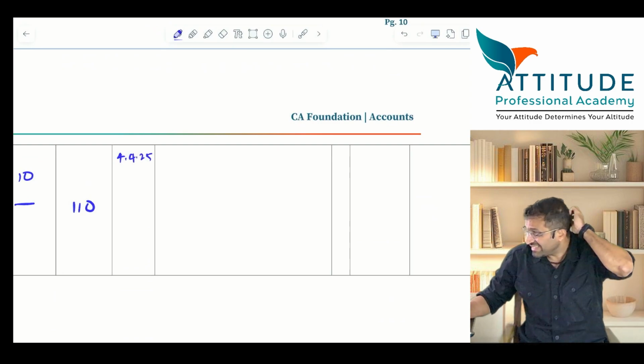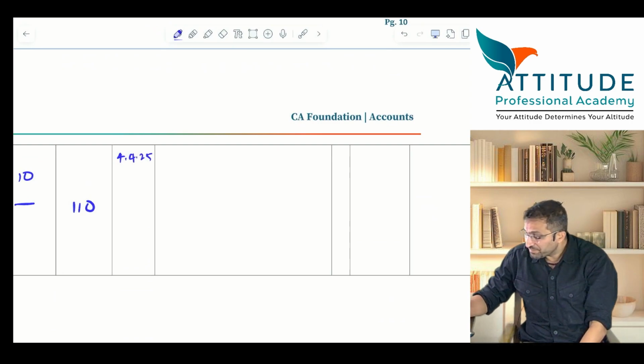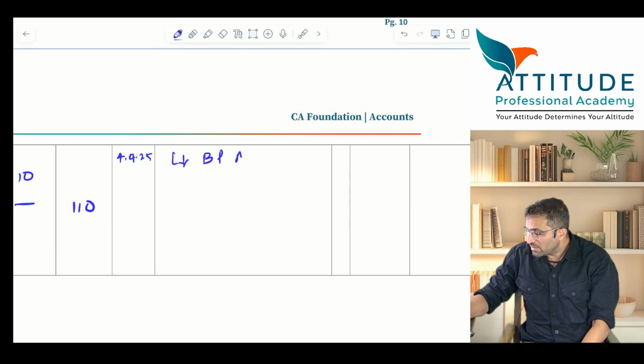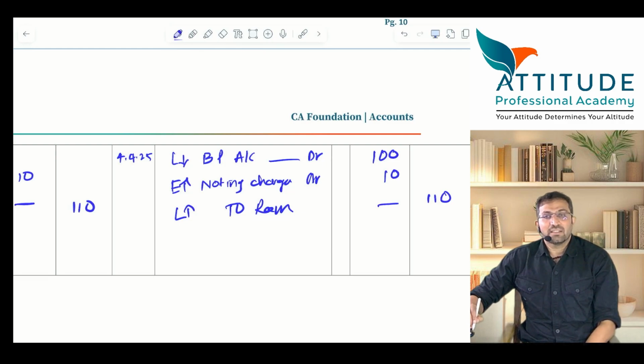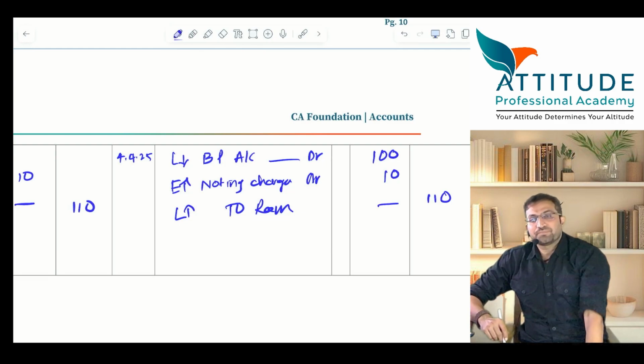4/4/2025. Bill is dishonored. Entry. Very good. Liability reduces. Bills payable is a useless bill now. Bills payable account debit 100. Yes, expense increases: noting charges. Noting charges debit 10. To Ram. Very good. Liability increases. Again Ram comes into the books. 110. Understood? Is that clear? All done.